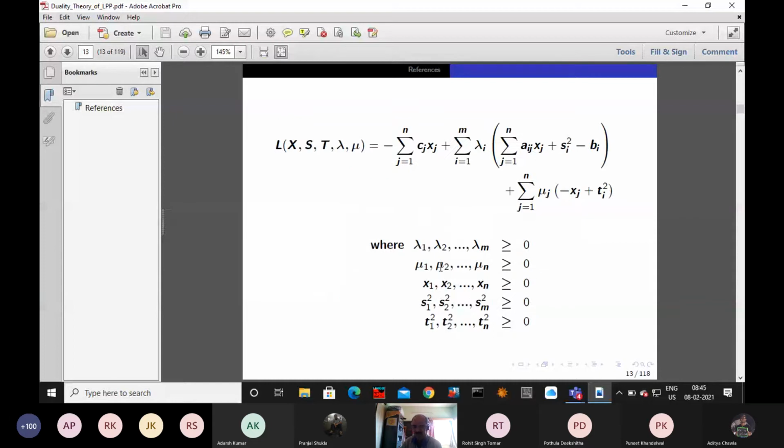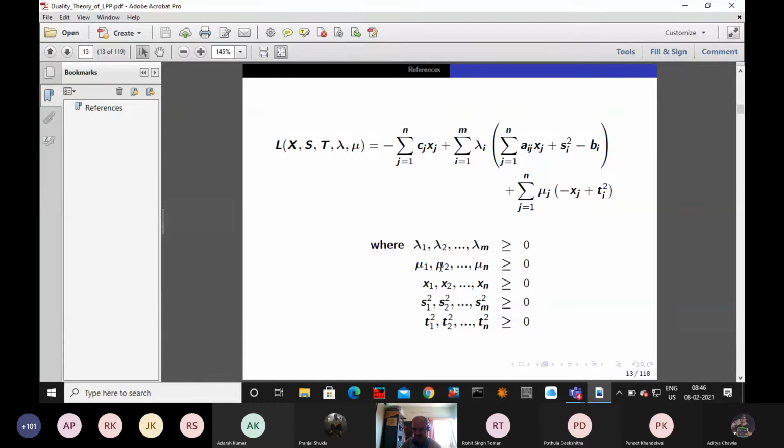Here you are taking the derivative with respect to xj. In the first term, there will be cj. In the second term, if you are taking the derivative with respect to xj, then we have the summation over j varies from 1 to n, lambda aij into xj, so this whole term is multiplied by lambda i. So if you take the derivative with respect to xj, then aij and lambda i will come into the picture.